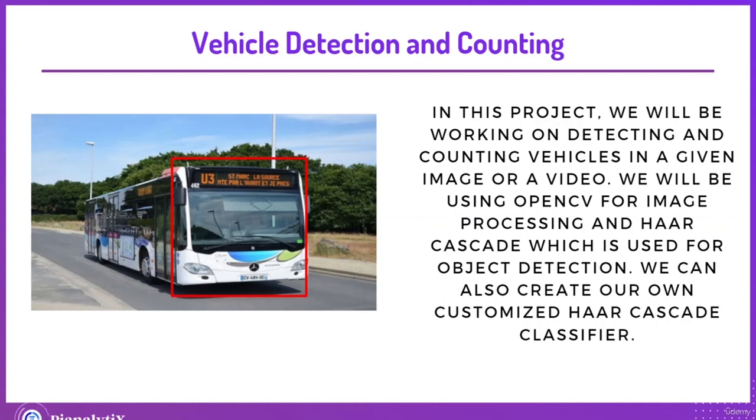for object detection. Haar Cascade can be customized. You can create your own Haar Cascade classifier. Currently, there are many Haar Cascades that you can download online for object detection, different body parts detection.